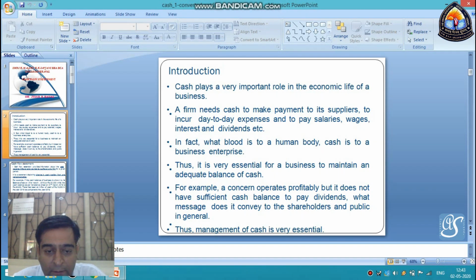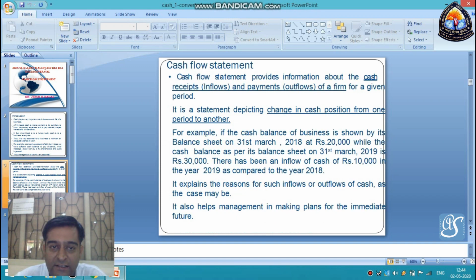For example, a concern operates profitably but it does not have a sufficient cash balance to pay dividend. What message does it convey to the shareholders and the public in general? Thus, management of cash is very essential.